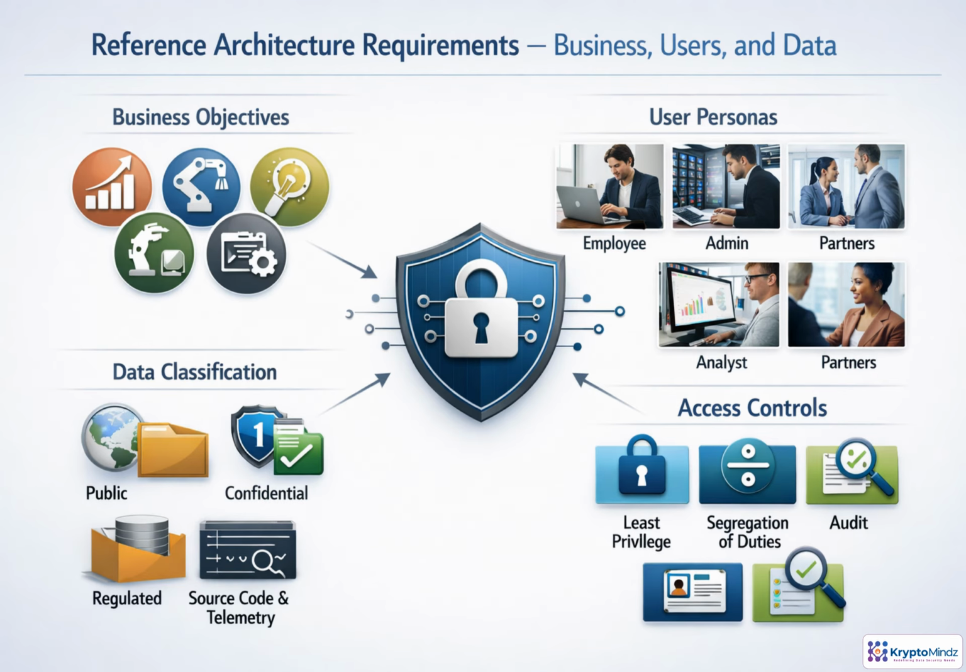Before selecting AI security controls, define the operating context. Start with the business outcome: improving productivity, automating support, discovering knowledge, or assisting developers. Identify the users, including employees, analysts, admins, service accounts, and partners. Classify the data, especially regulated customer, employee, source code, and telemetry data. From there, translate the context into access expectations: least privilege, separation of duties, need-to-know access, and auditability.